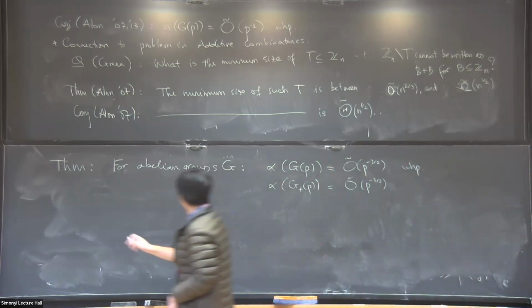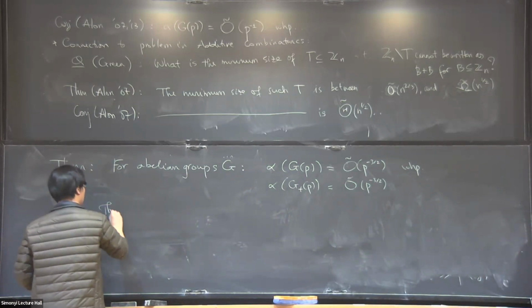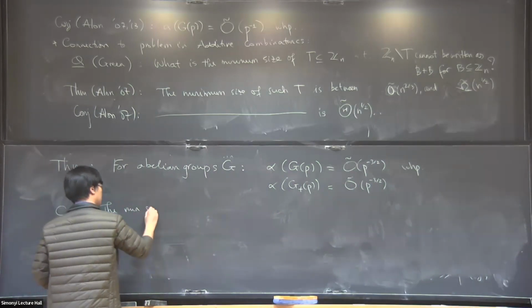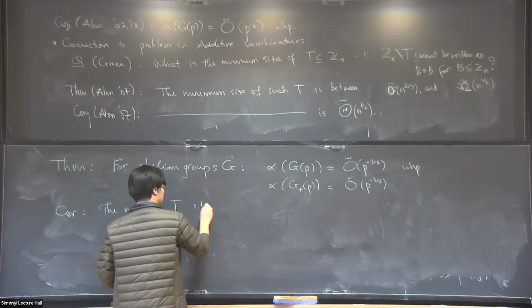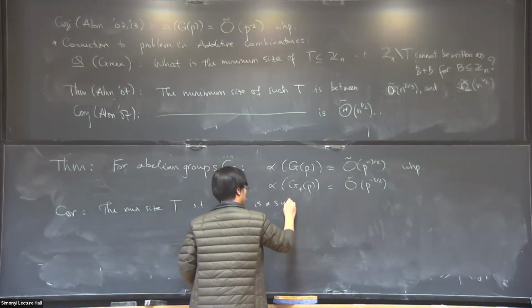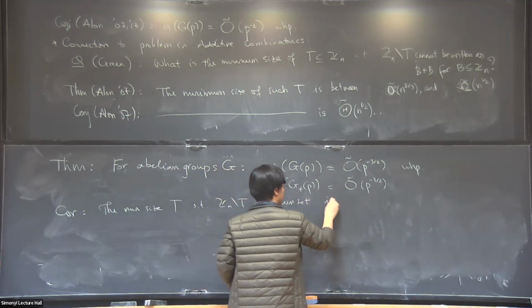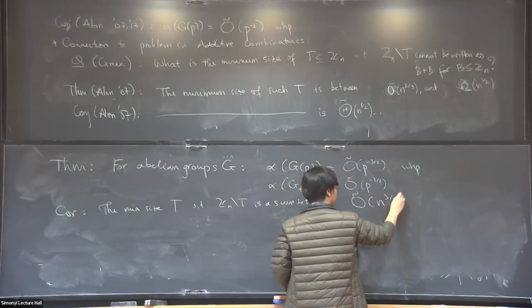So in particular, as a corollary, we obtain that the minimum size of a complement T such that N minus T is not a subset is bounded above by order N to the 3/5.